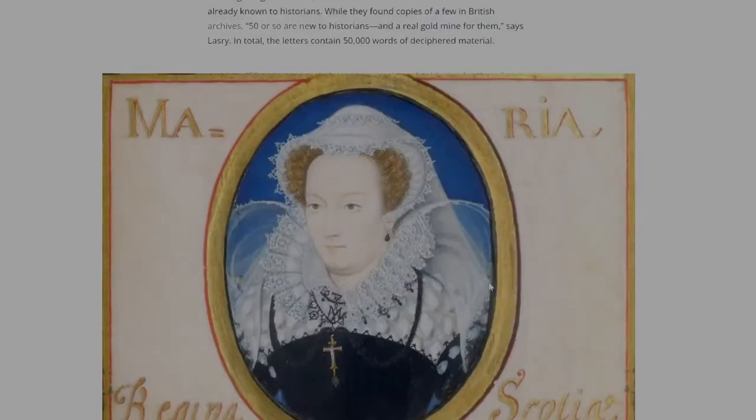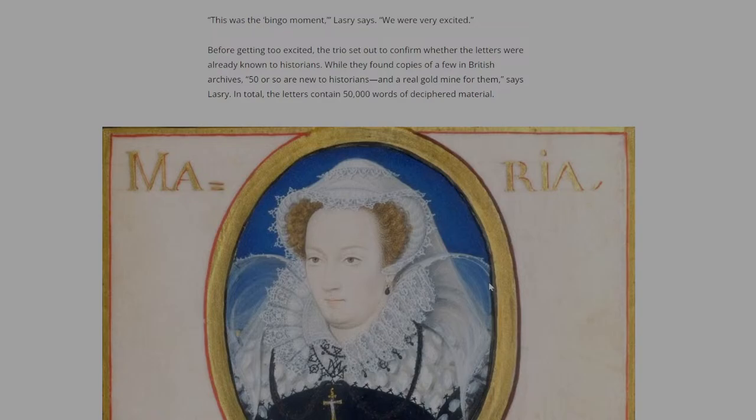Interspersed with a collection of 16th century Italian papers, the documents were written in mysterious symbols that offered no clues as to their sender, recipients, or date. Lead author George Lazary, a computer scientist and cryptographer based in Israel, told Smithsonian Magazine it was only when scholars spotted the word Walsingham, the last name of Elizabeth's spy master, Francis Walsingham, that they realized the letters' significance. "New to her historians, and the real gold mine for them," says Lazary. In total, the letters contain 50,000 words of deciphered material.